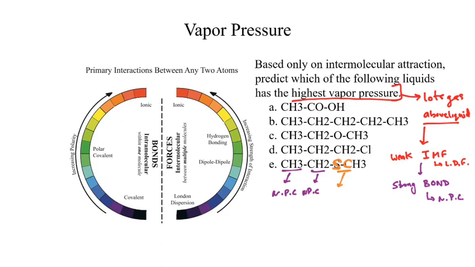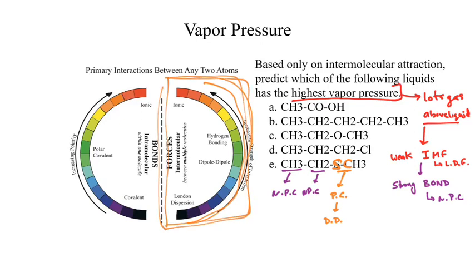Since it's not a metal, it's not ionic, and since it's not carbon to hydrogen or same to same, that must mean that's a polar covalent bond. That polar covalent bond is going to lead to a dipole-dipole force. If we had our chart memorized on the strength of our interactions, that dipole-dipole force is a middling intermolecular force. It's definitely not the weakest, but it's still pretty on the low end.